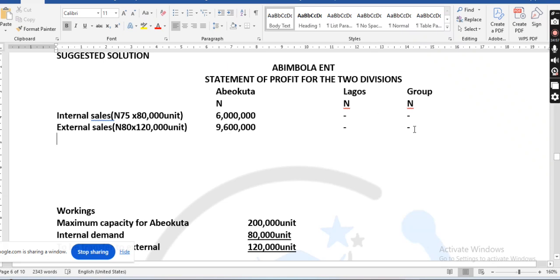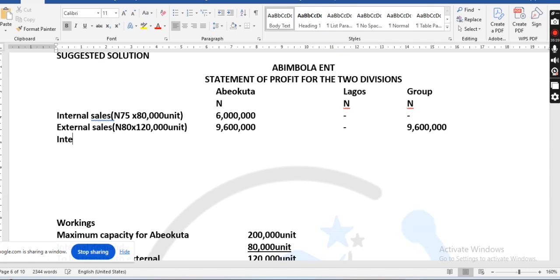Okay. So this will affect the group. You make a sale, so you have 9,600,000. Any intergroup transaction will not actually affect the group because you are not actually making money. If you sell to me internally, it's still in-house. But if you sell outside, that is where you are making more revenue. So that is why you have to put it here, right? So the next thing is external sales. You know, Lagos will sell external, right?